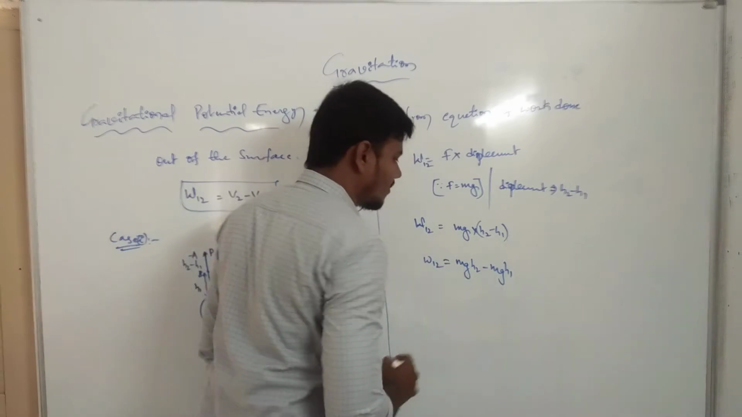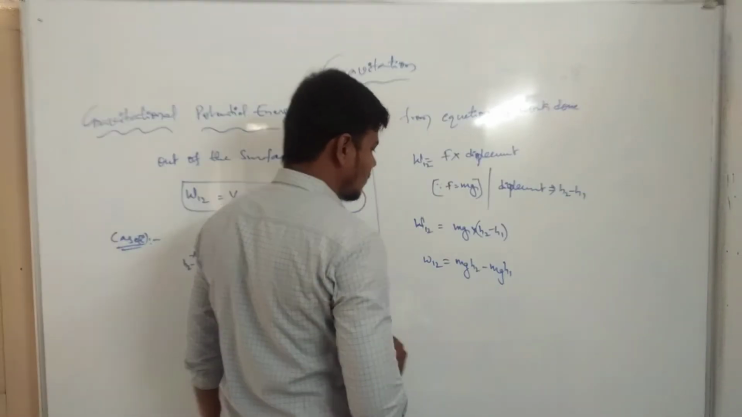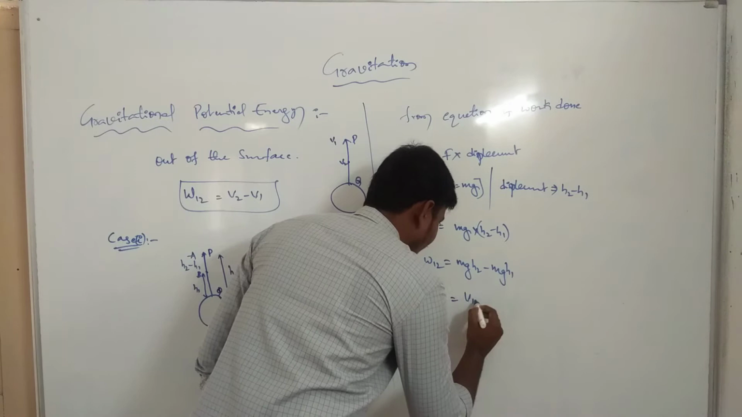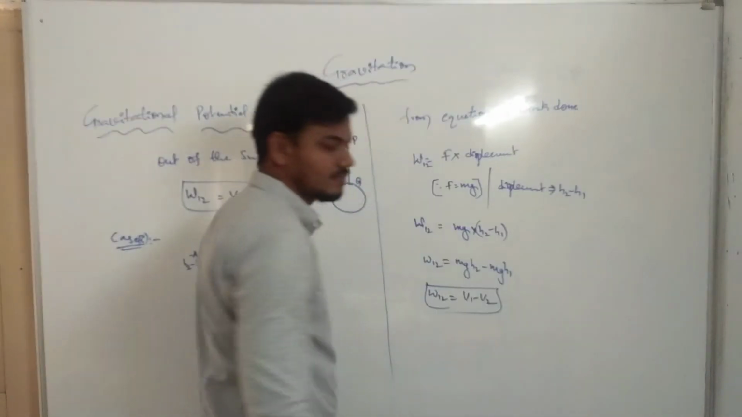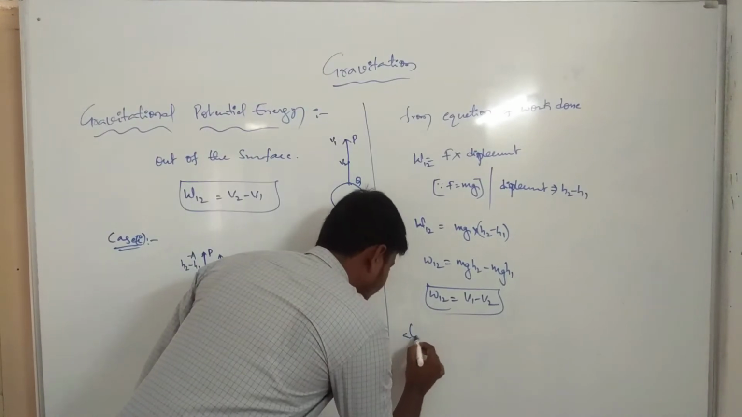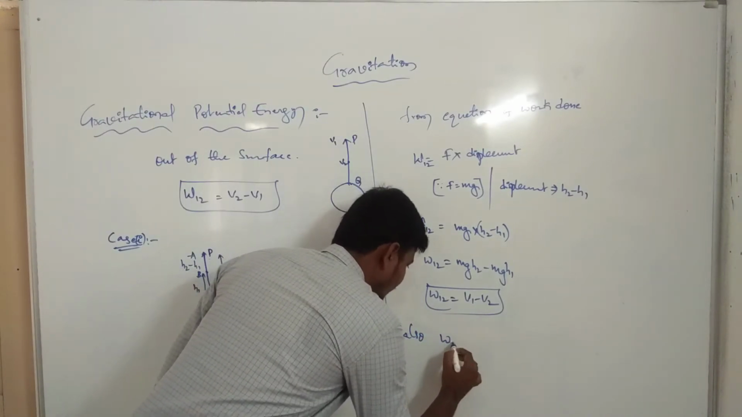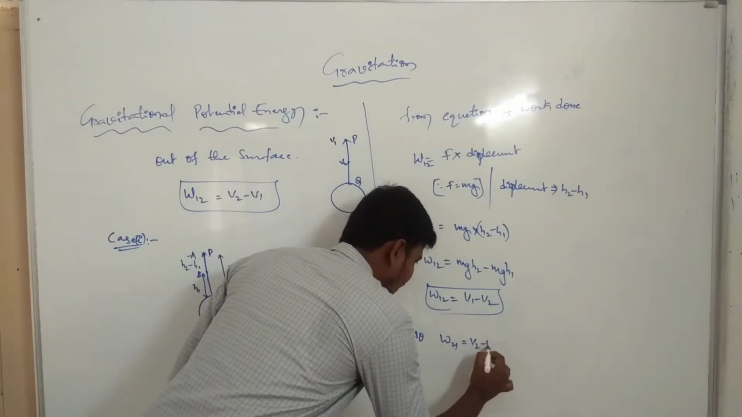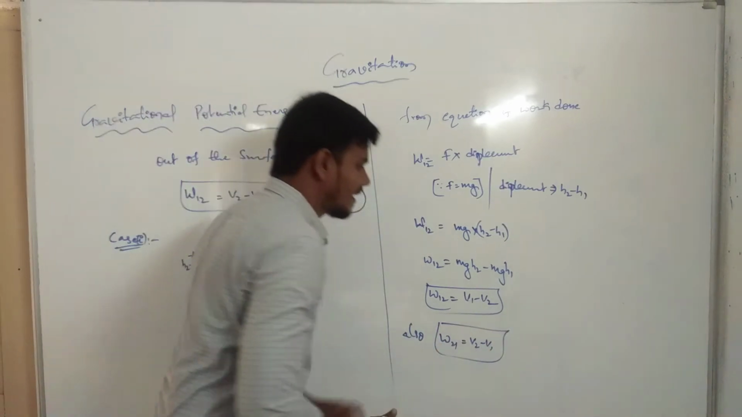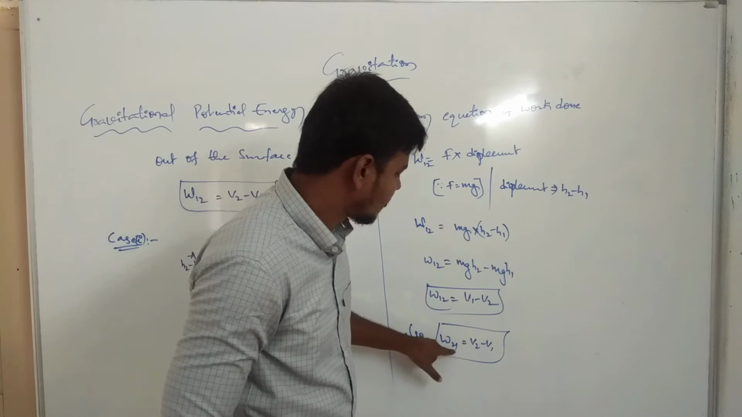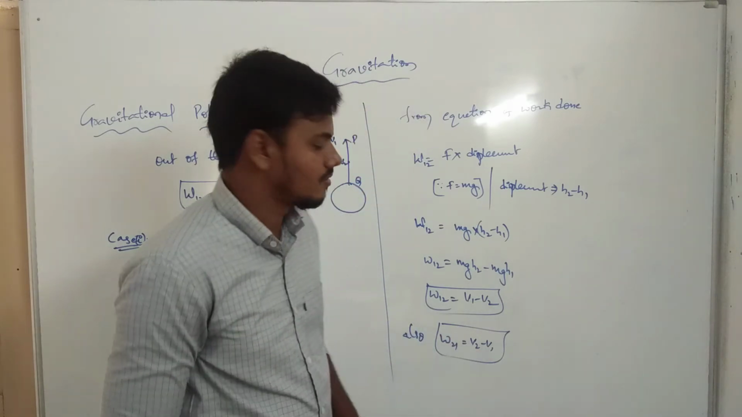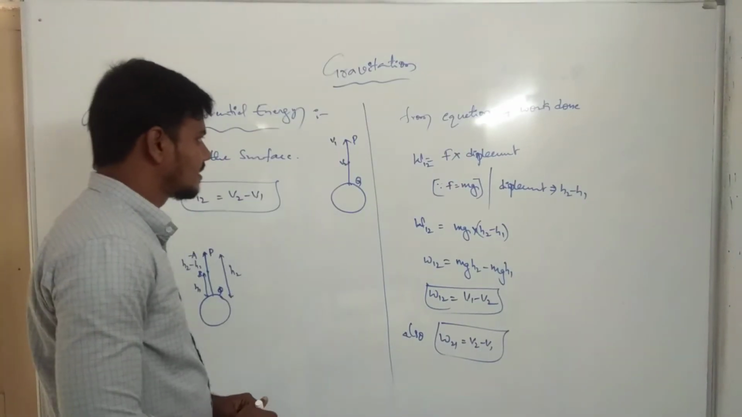What is W? W12 is U1 minus U2, and also W21 is equal to U2 minus U1. The positions we are exchanging: first to second, second to first. This is the first case, case 1.